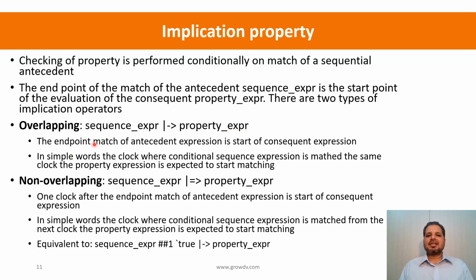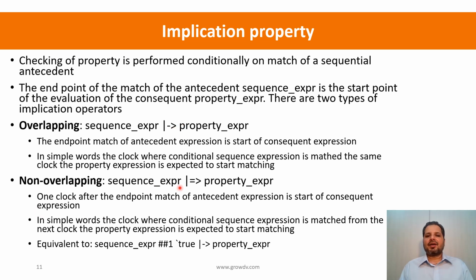Here, the endpoint match of the antecedent expression is the start of the consequent expression. It's the same clock. For example, let's say we have a request and we want to check the grant as soon as the request is asserted. We use the overlapping operator, and on the same sampling event, as soon as the sequence expression is satisfied, you want the property expression to start matching. So the endpoint of your antecedent expression is the start of your consequent expression. That's what happens in the case of overlapping.